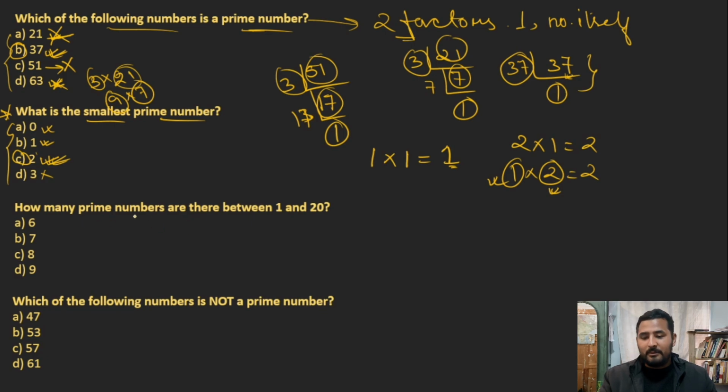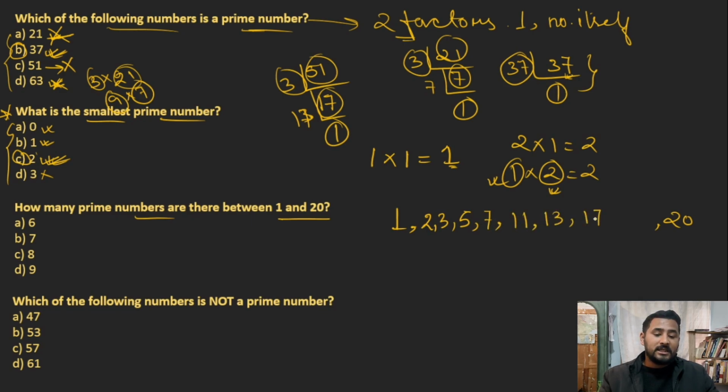Let's go for the next. How many prime numbers are between 1 and 20? So between 1 and 20 you have to find the prime numbers. Okay, so like I said, start with the smallest prime number, 2, then 3, then 5, then 7, 11, then we have 13, then we have 17, and the last one will be 19. So how many between 1 and 20? You can count 1, 2, 3, 4, 5, 6, 7, 8. So I can see 8 as the answer. We have 8 prime numbers between 1 and 20. So our answer will be option number C.